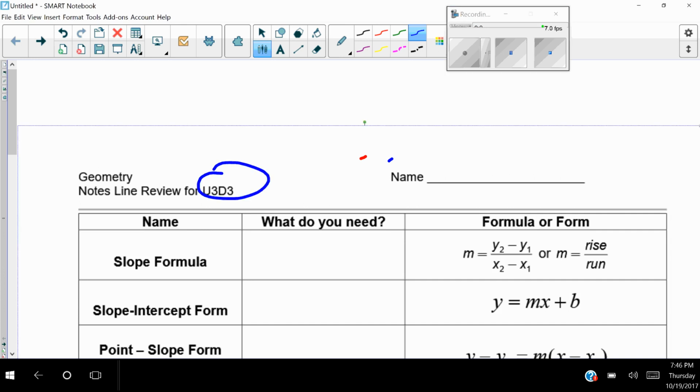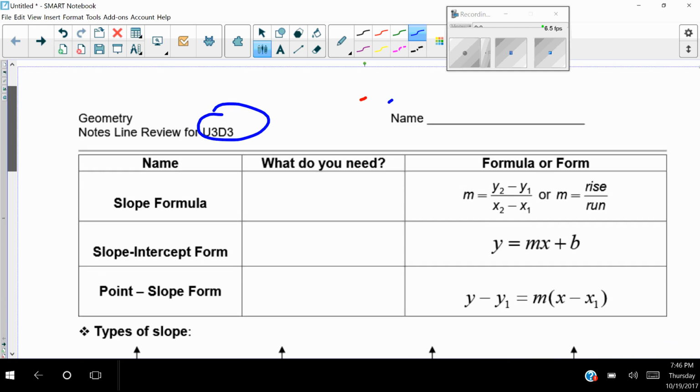All we're going to do is review what you need to know to start the next section, which is going to be going over the equation of a line. Okay, so this is everything that you learned in Algebra 1.